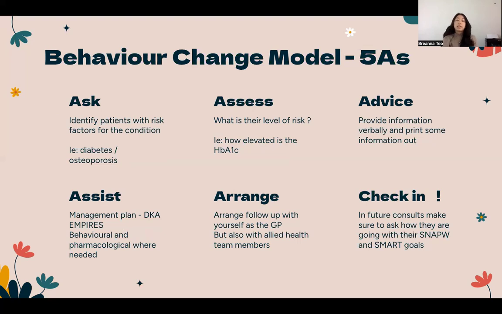So that's where we put in our plans. Arrange follow-up and always check in. So these are the 5 A's that you can just sort of tick off as you're assessing risk. And it works for everything, not just alcohol and smoking, but also when we're thinking about the need for behavioral change to prevent things like diabetes, osteoporosis, etc. Things with modifiable risk factors.